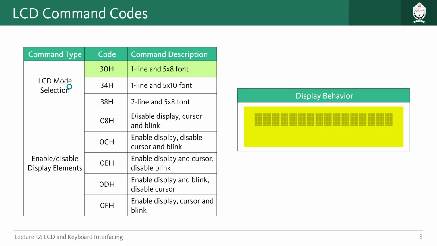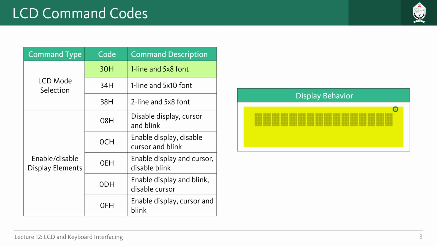LCD mode selection is one of the initialization codes we have talked about. Whenever you want to initialize your LCD, you have to select what kind of fonts are being shown, because each character can be shown in this kind of pixels. This is intended for one character, and if you look closely you will see in the horizontal direction we have 5 pixels, in the vertical direction we have 8 pixels. So this is called 5x8 font. And if we use this command, which is 38, we will select this kind of display.